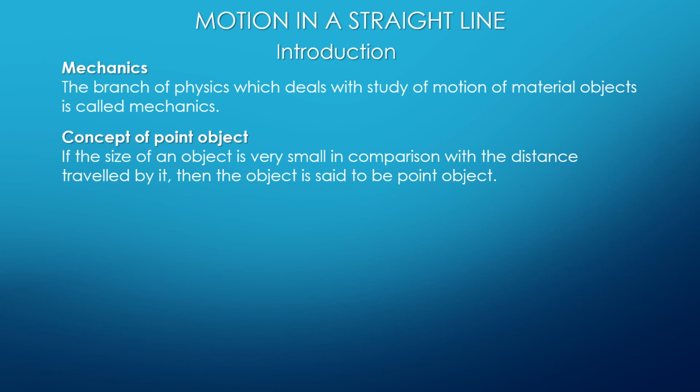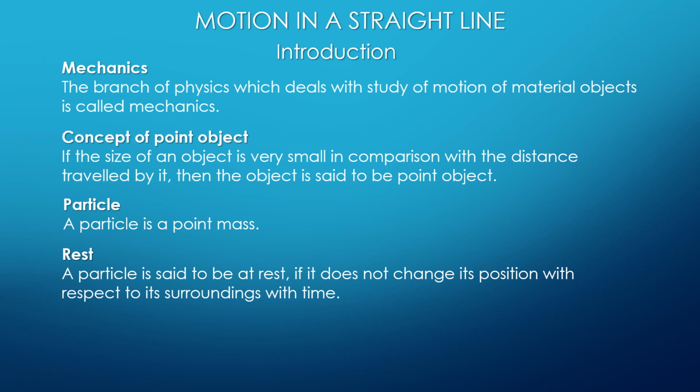Next, we talk about particle. A particle is a point mass. It's simply a point mass. Next, we talk about rest. What is rest? A particle is said to be at rest if it does not change its position with respect to its surroundings with time. It is called at rest.